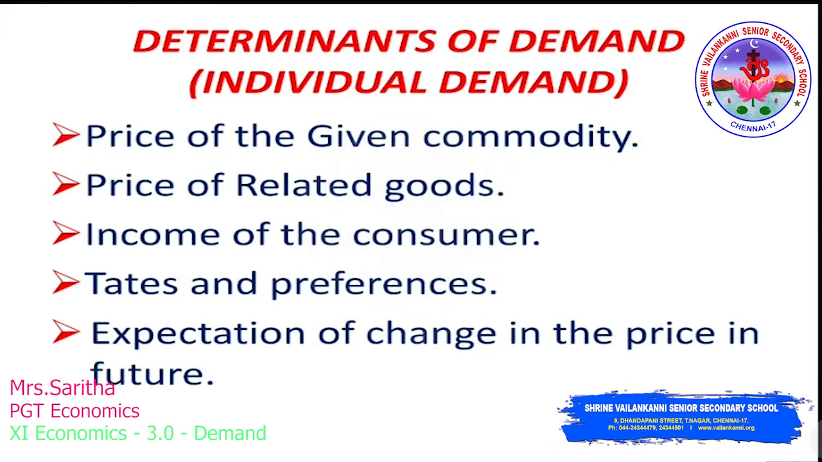If the price of a certain commodity is expected to increase in the near future, then people will buy more of that commodity than what they normally buy. There exists a direct relationship between expectation of changes in the price in the future and change in demand in the current period. For example, if the price of petrol is expected to rise in future, its present demand will increase. So these are the determinants of individual demand: price of the given commodity, price of related goods, income of the consumer, taste and preferences, expectation of changes in the price in future.